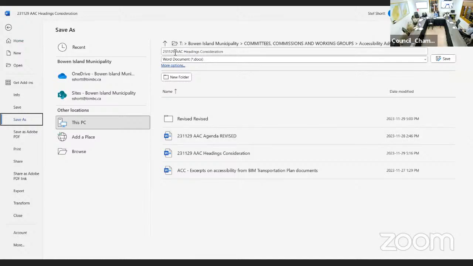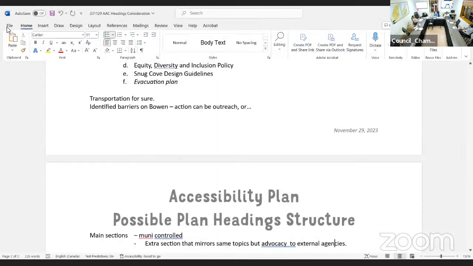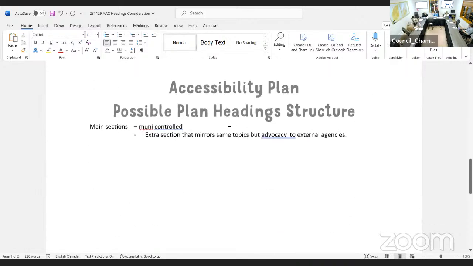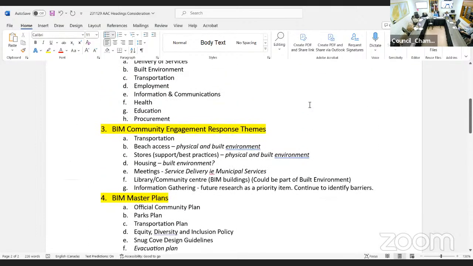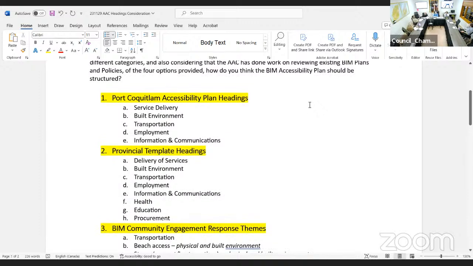Yeah, I mean, I've been thinking of it like it would all go under whatever the category, transportation or public spaces. In the transportation section, we would say this is what the municipality does, and this is what it advocates for other areas to do.